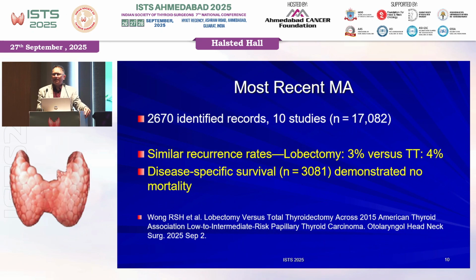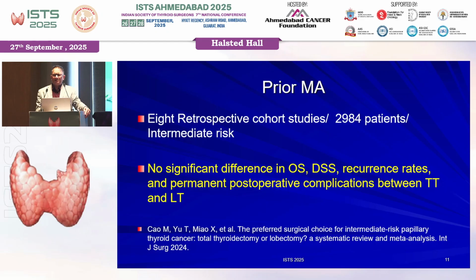But a very recent meta-analysis appeared about 3 weeks prior, and this was in Otolaryngology Head and Neck Surgery. Of course, this was a mixed cohort of patients of low to intermediate risk as well, about 17,000 odd patients. Similar recurrence rates: lobectomy 3%, total thyroidectomy 4%. Disease-specific survival also was not different between the 2 groups. There was an earlier meta-analysis. Of course, the focus was on intermediate risk thyroid cancers, not exactly on the low risk thyroid cancers. Again, this meta-analysis did not show any difference in overall survival, disease-specific survival, recurrences, or complications.